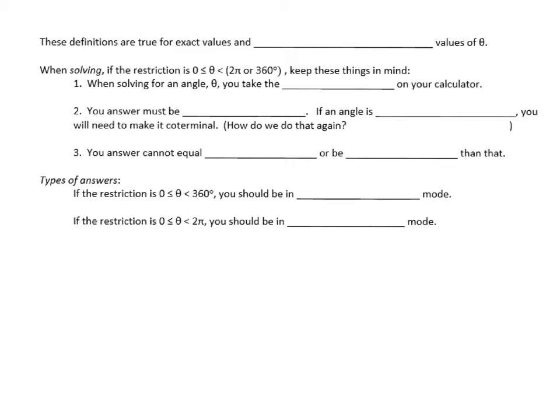These definitions are true for all of our exact values on the unit circle and our approximate values for all of our angles theta. When solving, your restrictions are always going to be between 0 and either 360 or 2 pi. Here are some things to keep in mind. You're always going to take the inverse on your calculator. And remember, that's that -1 button, and that's going to be different than reciprocals. Your answer must be positive.